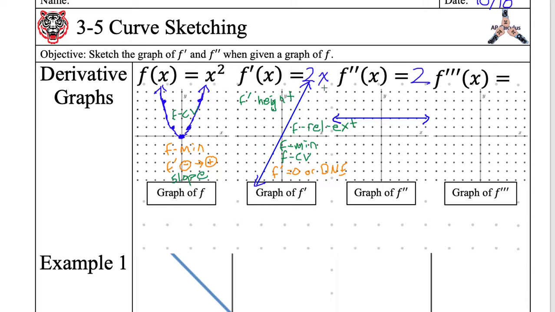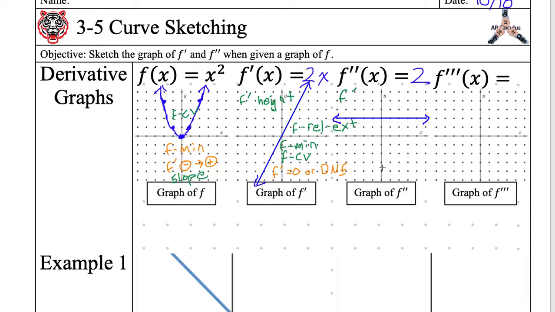What goes from positive to a negative? Or sorry, negative to a positive? F prime, F double prime? F prime. What does F prime look like on a graph of F double prime? It doesn't exist. You can't see it.